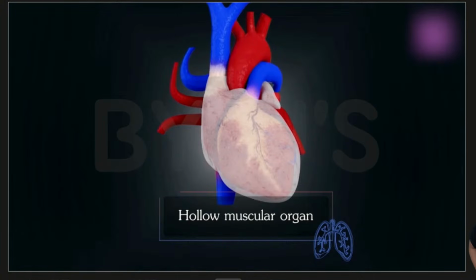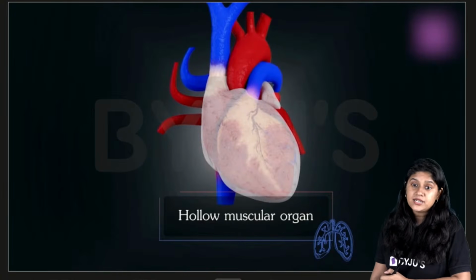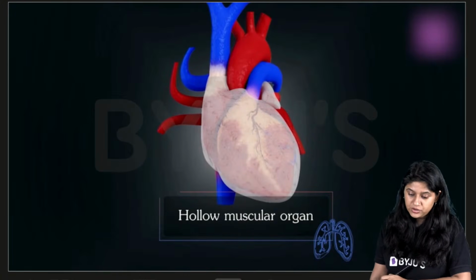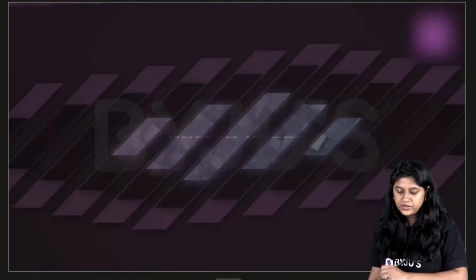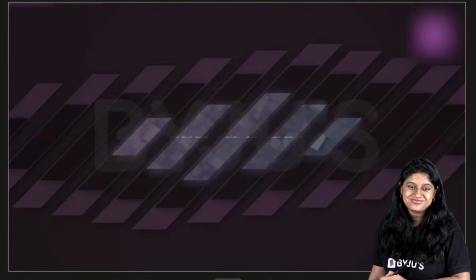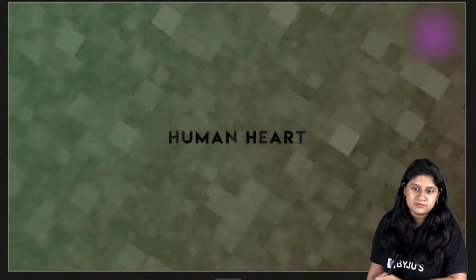Watch this video, everyone. This is the heart, right? Everyone quickly take a look over here. We know that our heart is a hollow muscular structure, right? We can clearly see it. Yes, so here we have a heart. Yes, very good. The human heart.